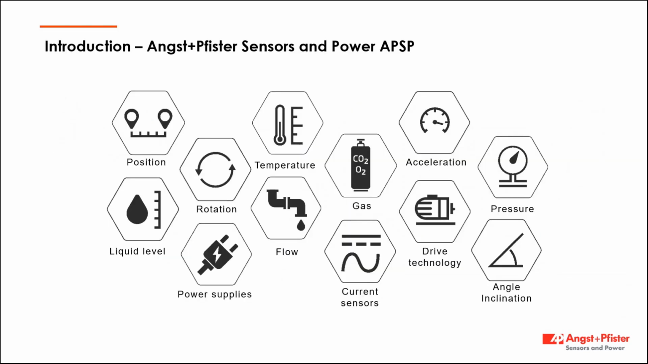Subsequently, Angst+Pfister Sensors and Power Group is a distinguished leader in providing innovative sensor solutions and power transmission components for a wide range of industries worldwide. Our group is mainly divided into 4 subsegments, among which today we will mainly be focusing on the gas sensor business segment.